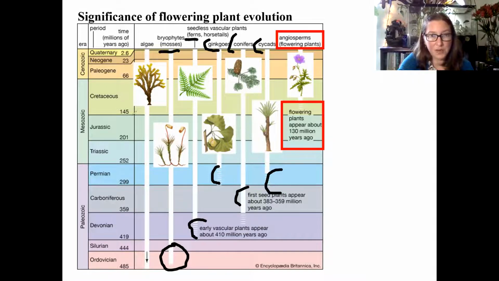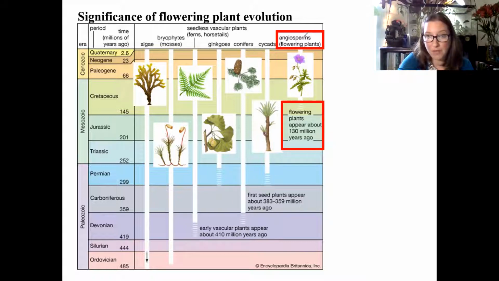Notice the Jurassic period is right here. So dinosaurs would have had the ability to eat ferns and ginkgo, maybe some conifers, and definitely cycads, right? I'm getting distracted thinking about dinosaurs. The point is that, look, here's angiosperms, and they show up way later, right? Way later, only about 130 million years ago, give or take.